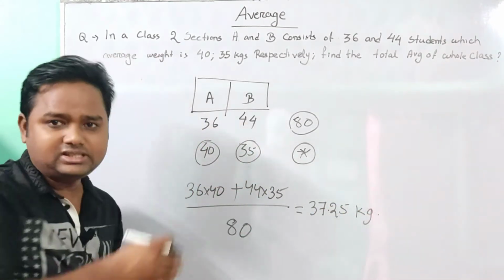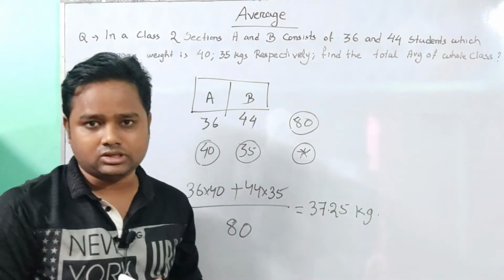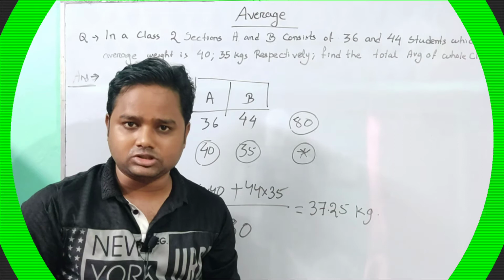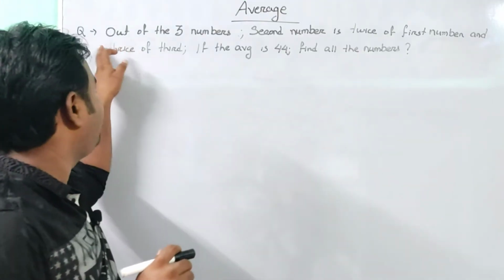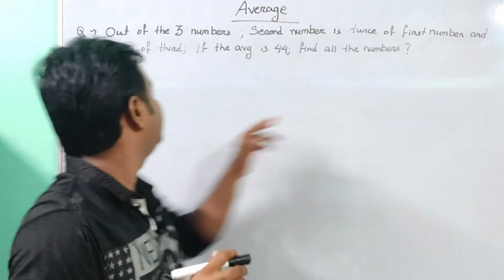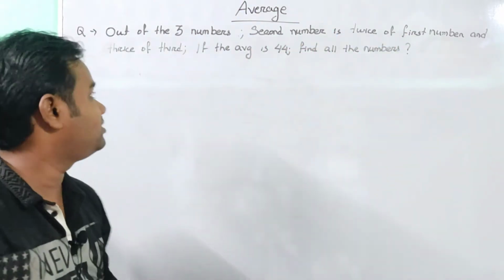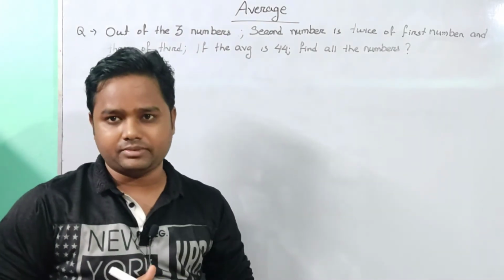So this is the easiest way to calculate the average problem in such type of question. Now let us go for another type of question. The next question is, out of the three numbers the second number is twice the first number and thrice the third number. If the average of the three numbers is 44, find the three numbers.